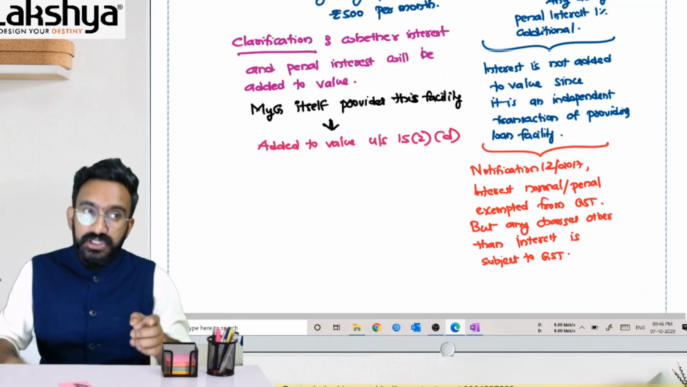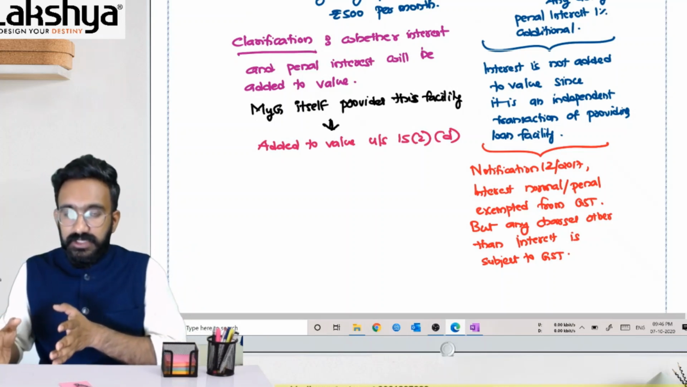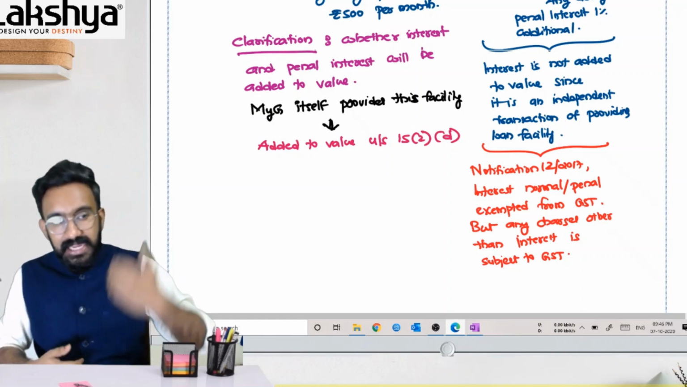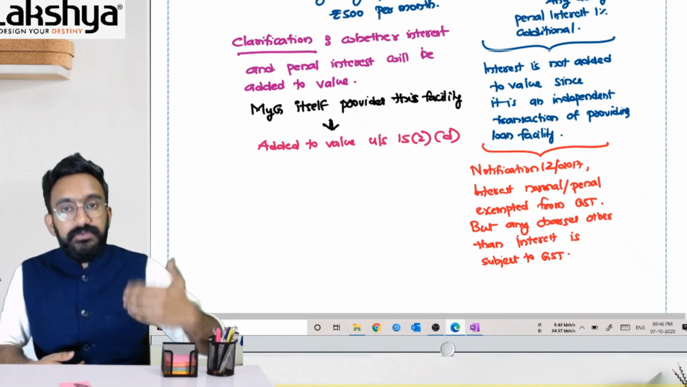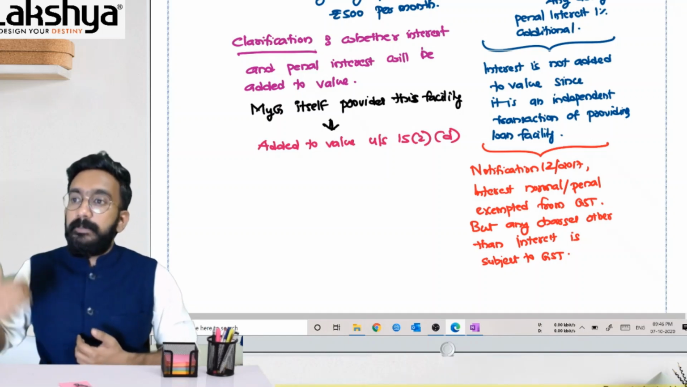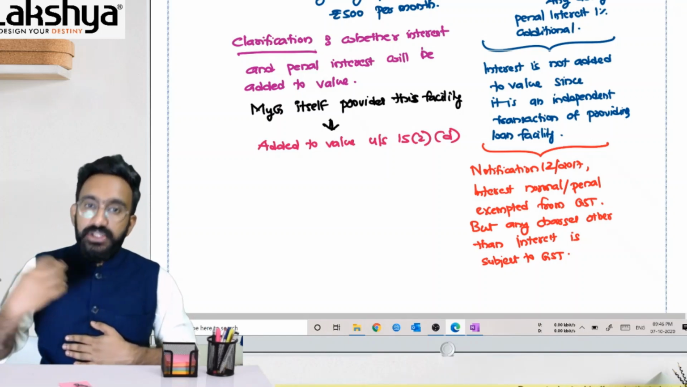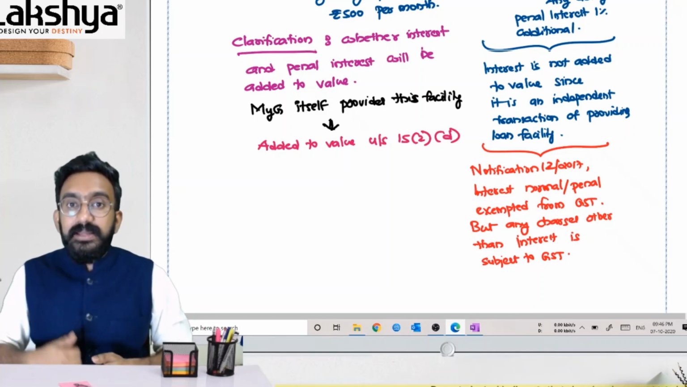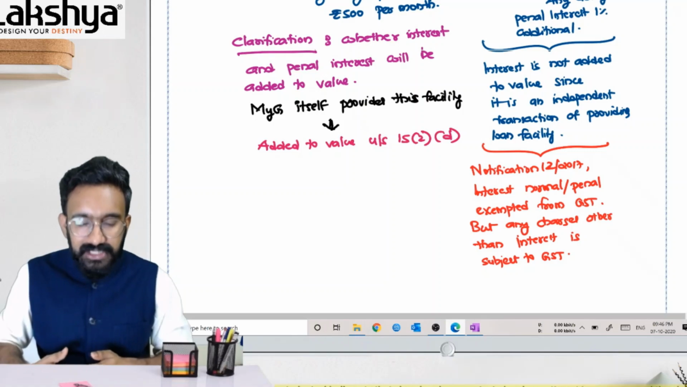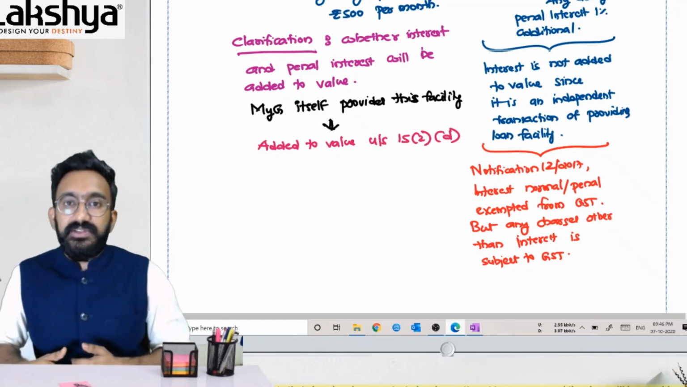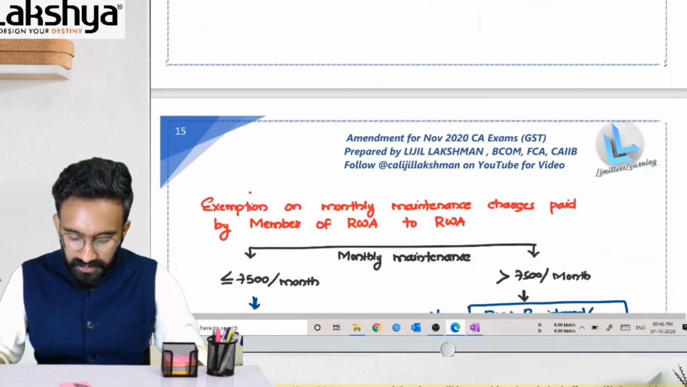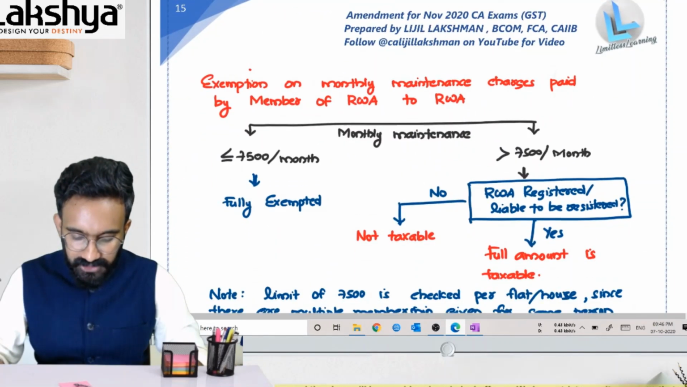So when the interest is for the delayed payment of consideration and the supplier itself provides that delayed payment facility, it will be added to the value by 15(2)(d). But wherein it becomes a third party separate transaction between you and a financier, then it is a consideration in terms of interest. It is not a consideration for the supply, thereby that is a separate service and it is exempted by notification 12/2017. Now let's look at the second clarification.